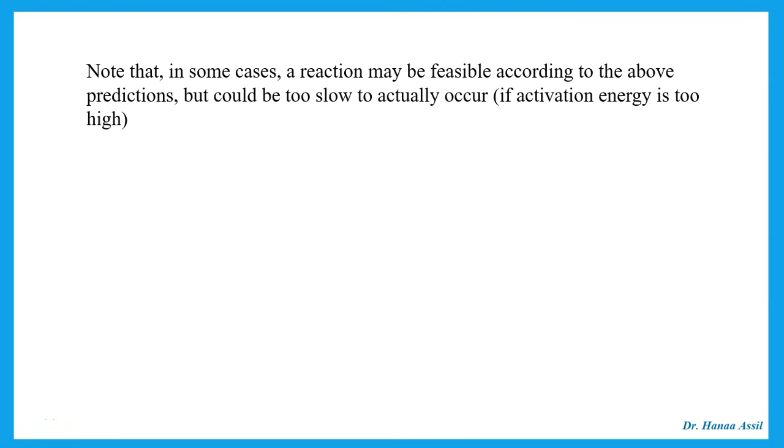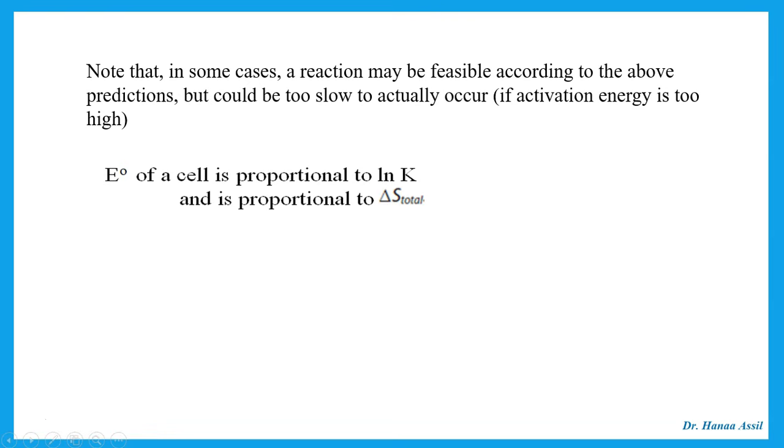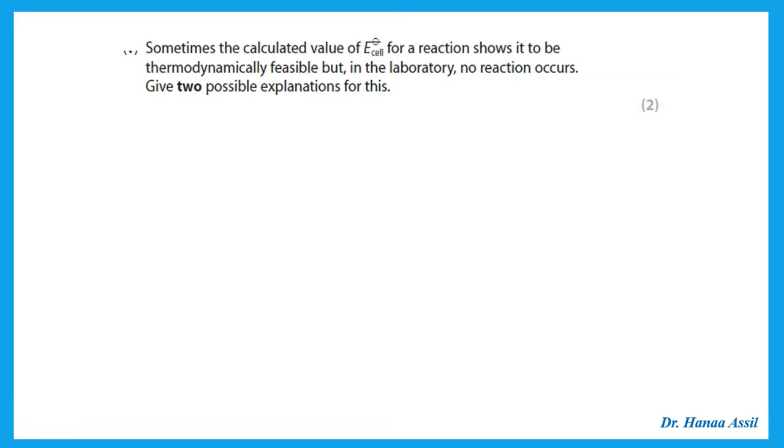Sometimes the E cell is positive, so the reaction should be feasible, but actually it is too slow. In that case, we say that that is because the activation energy is too high. Remember that the E naught of a cell is proportional to the natural log of K, which is the equilibrium constant, and is proportional to the delta S total, which is the total change in entropy of the system. So if E naught of a cell is positive, then the delta S total also is positive.